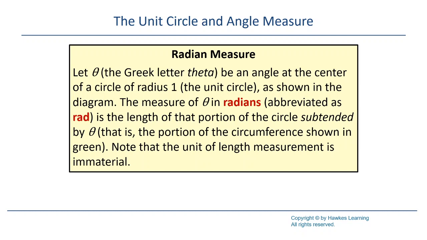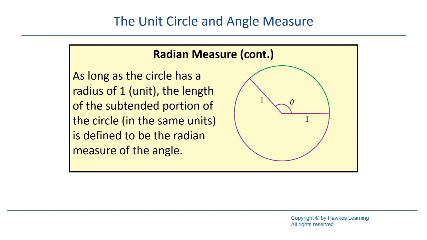So the measurement of theta, which would be in radians, is the length of the portion of the circle subtended by theta, which is the portion of the circumference shown in green, which once we see the picture, you'll understand. And then note the unit length of the measurements is immaterial. So basically, as long as the circle has a radius of 1 unit, the length of the subtended portion of the circle in the same units is defined to be the radian measure. So the amount of circle that you cover, that is the radian measure.